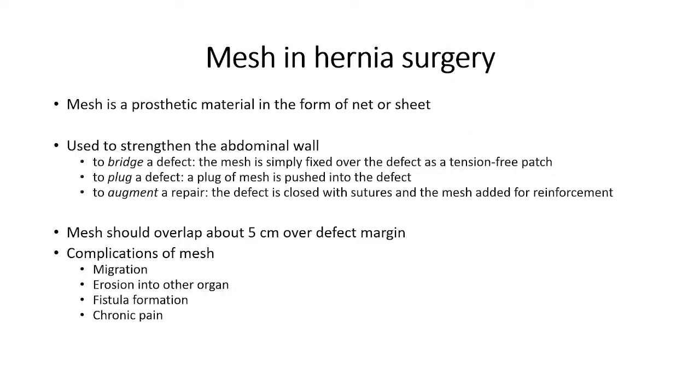A few things about the prosthetic mesh that we use in repair of the hernia. Most of the time you will be hearing that mesh is being used, but what is this mesh, what types are there, and what does it do? Mesh is a prosthetic material that is either in the form of a sheet or a net. A mesh is used to bridge the defect, to plug the defect, or to augment a repair.